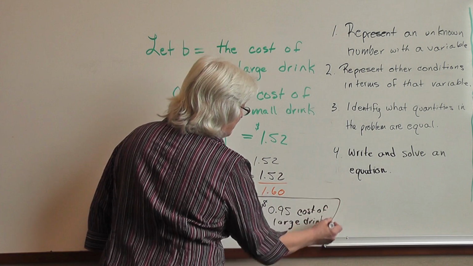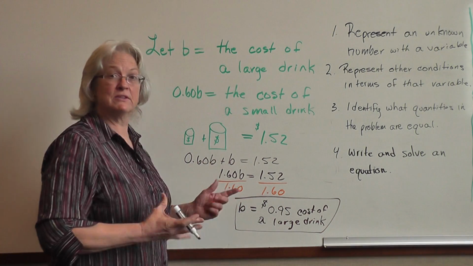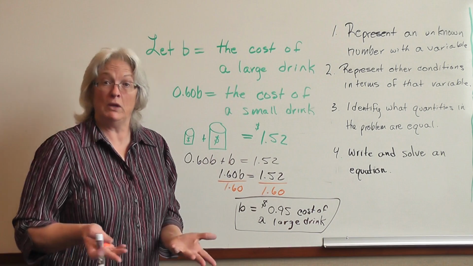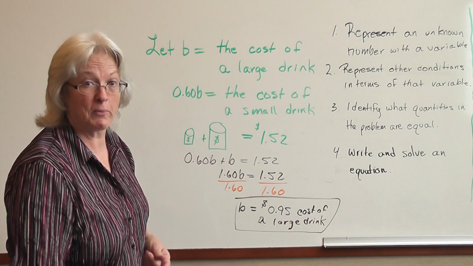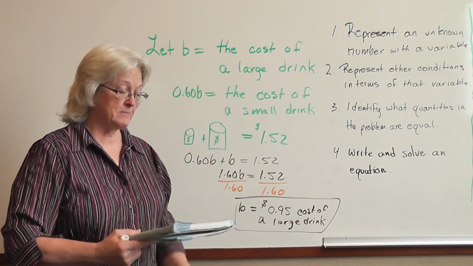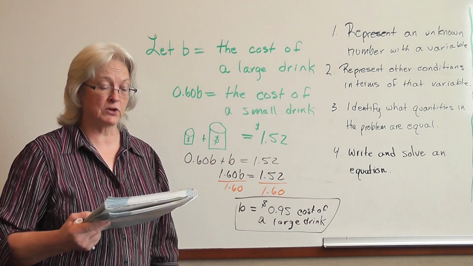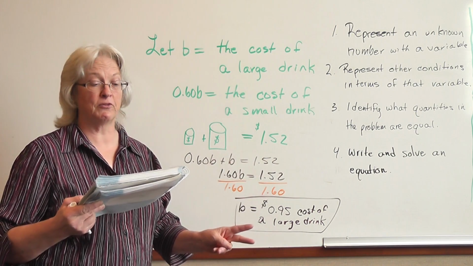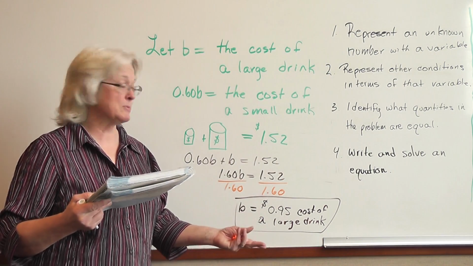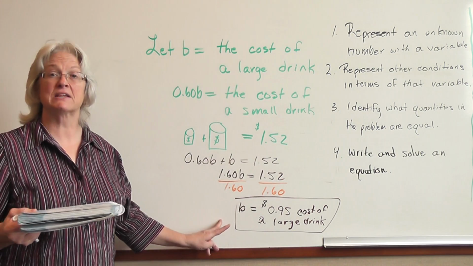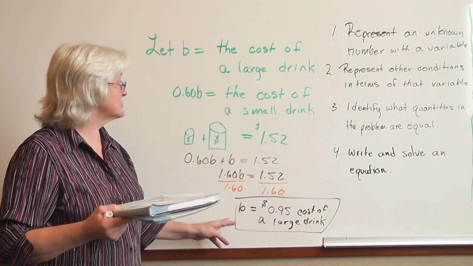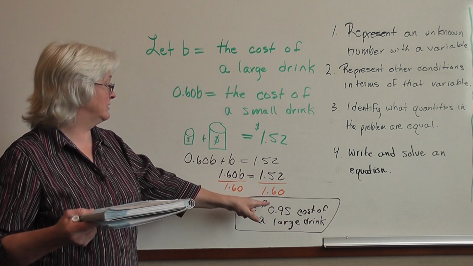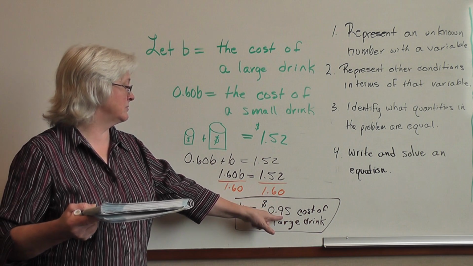Now, are we finished? We haven't said what the cost of a small drink is, have we? Well, do we need to say that? Refer back to our text. It says, if the total cost for one small beverage and one large beverage is $1.52, what's the cost of a large beverage? Doesn't ask us how much a small drink costs. We can easily figure that out. If the total cost is $1.52, then the cost of the small drink is going to be what?